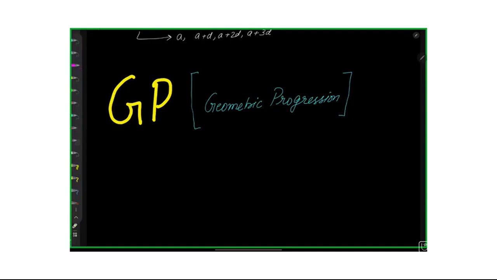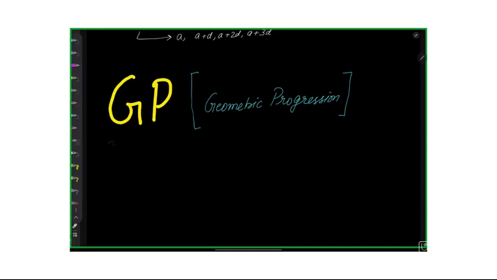In AP, you have to add a common difference to get the new number. But in geometric progression, you have to multiply the old number by a constant. Here again, the multiplication number should be constant, like the common difference. The only difference is here, we're multiplying it instead of adding it. As simple as it gets, right?